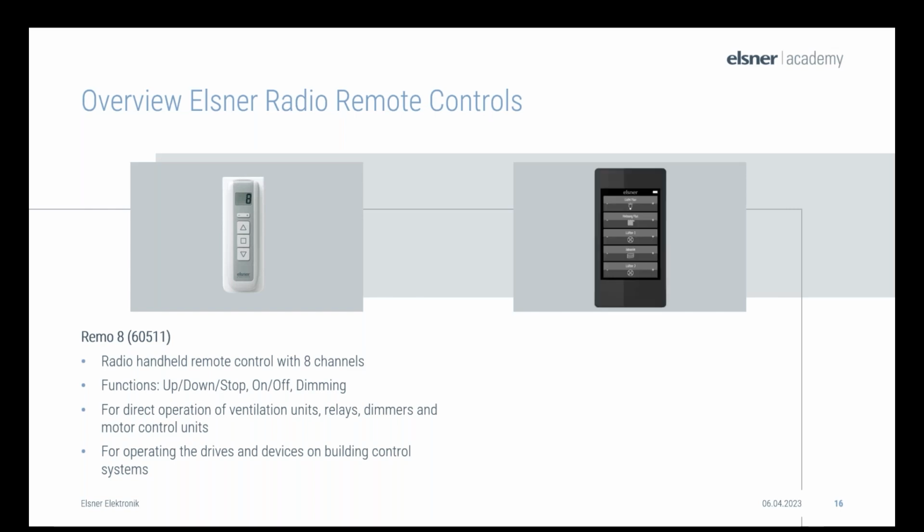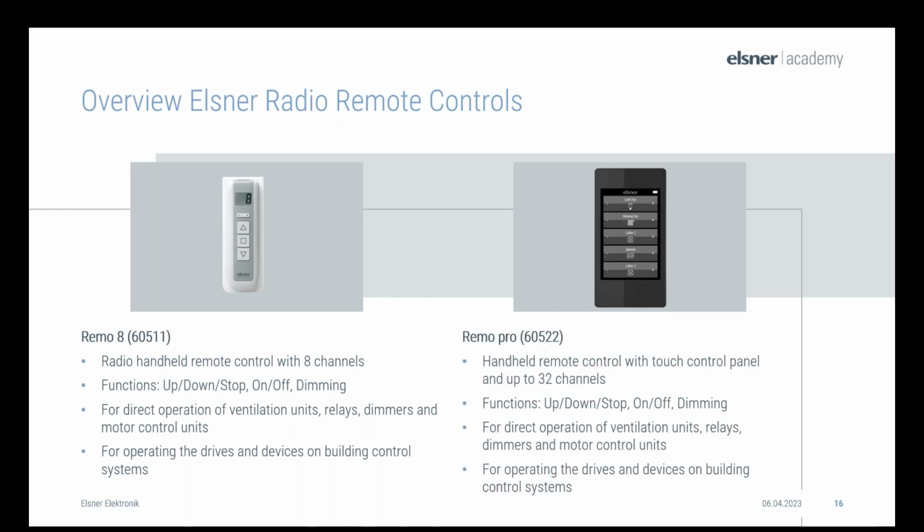Next up, a more complete solution when it comes to radio frequency is our Remo Pro. So this Remo Pro is also a handheld device where you can configure and control up to 32 channels. Also, those channels can be named accordingly.